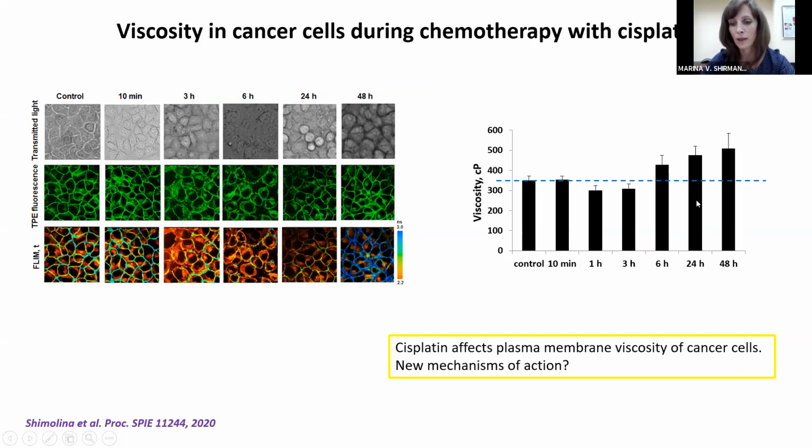This may testify to a new, non-specific mechanism of action of cisplatin, not related to DNA damage, or maybe just an adaptation of cells to the drug. We don't know yet, but this is quite bad. Increasing viscosity is quite bad in terms of further diffusion of the drug in the cells.